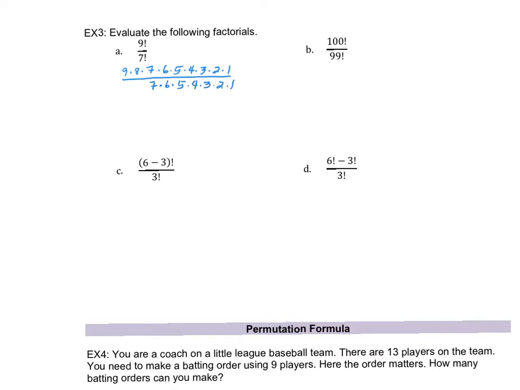So if you're figuring out factorials by hand, remember that when you have a product in the numerator and denominator and you have the same factor in the numerator and denominator, you can just cancel them. So the 3's cancel, 4's, 5's, 6, and 7. So 9 factorial over 7 factorial is simply 9 times 8, which is 72.